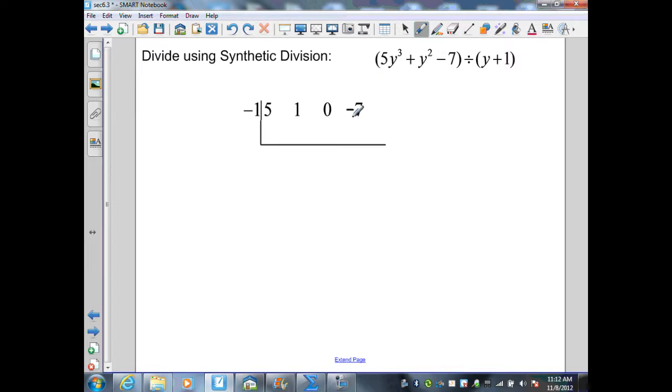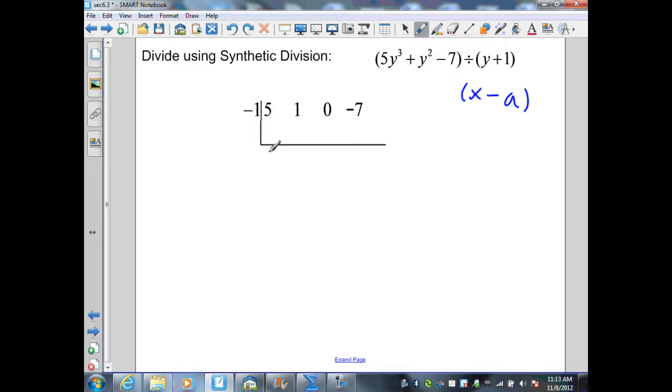Then I'm going to change the sign of my divisor. My divisor here is y plus 1. It's a positive 1, so I'm going to change that to a -1. If you recall, our standard form is x minus a. And here, for this minus sign to turn to positive, my a must be negative, therefore a -1. That's why we always change the sign.